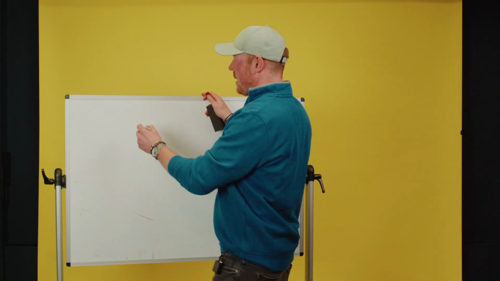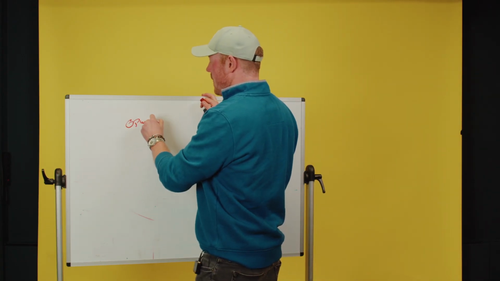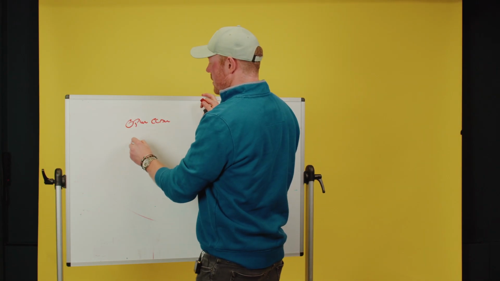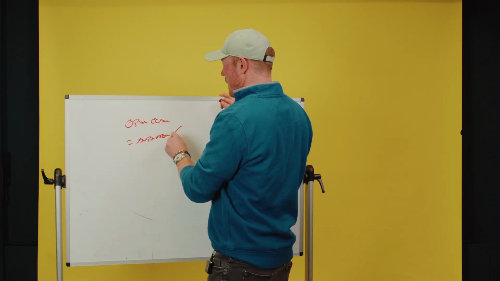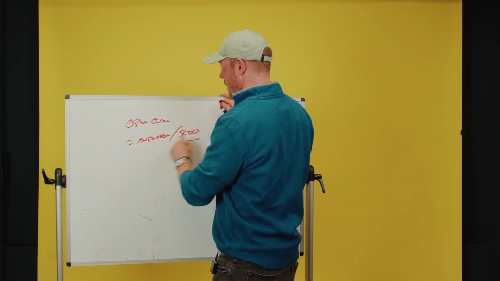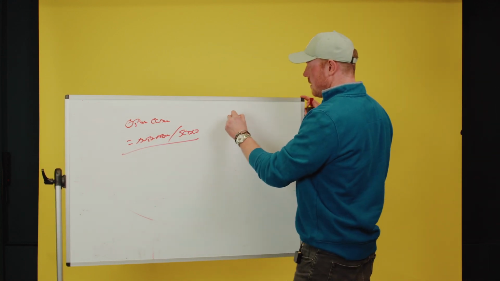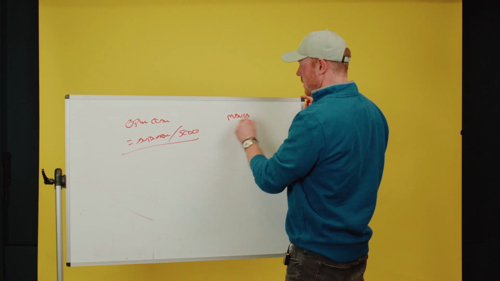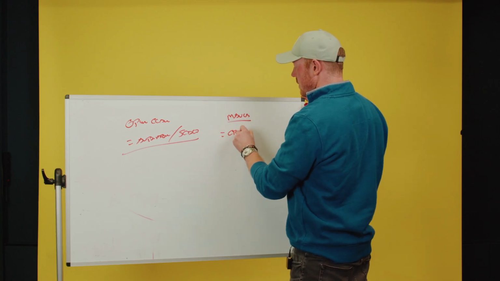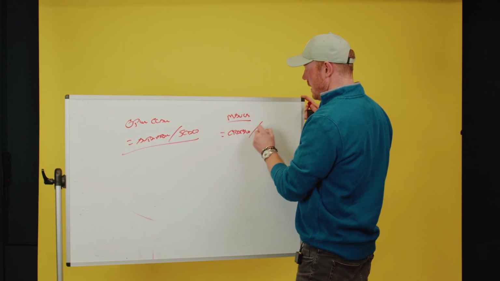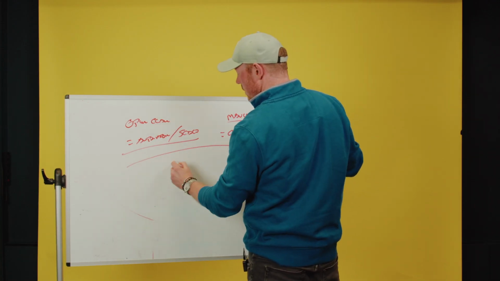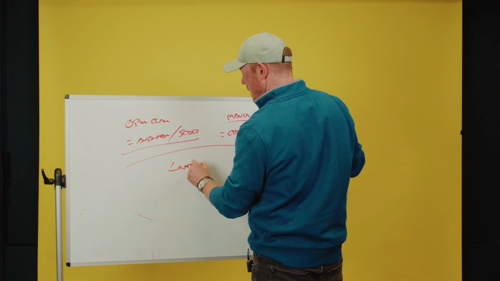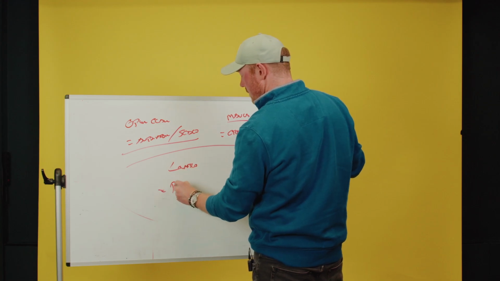So in summary, you've got OpenClaw, which equals automation / scale. You've then got Manus, which equals creative / ease. And then what you've got down here is Lovable, which equals platform / product.